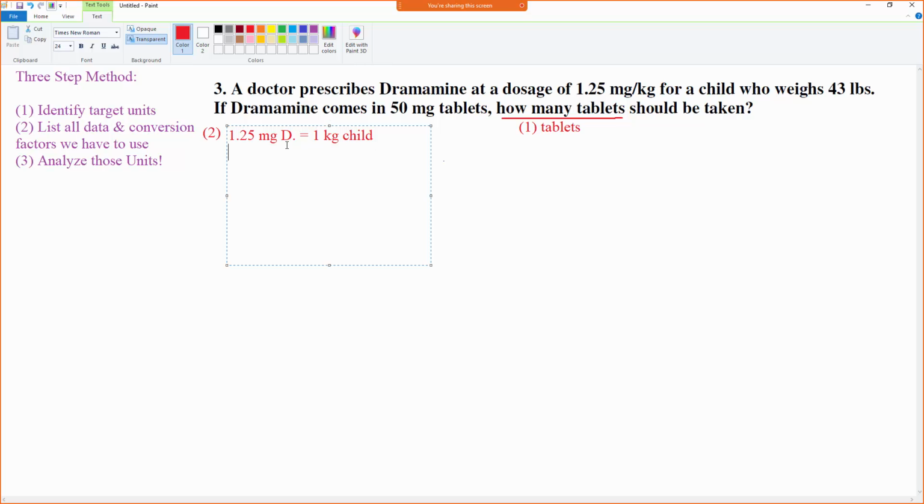Good. And they tell us that we got 50 milligrams in every 1 tablet, so 50 milligrams of Dramamine specifically in every 1 tablet of Dramamine. Okay. And we did mention we've got a 43-pound child. Okay, anything else that we might need to do this conversion?